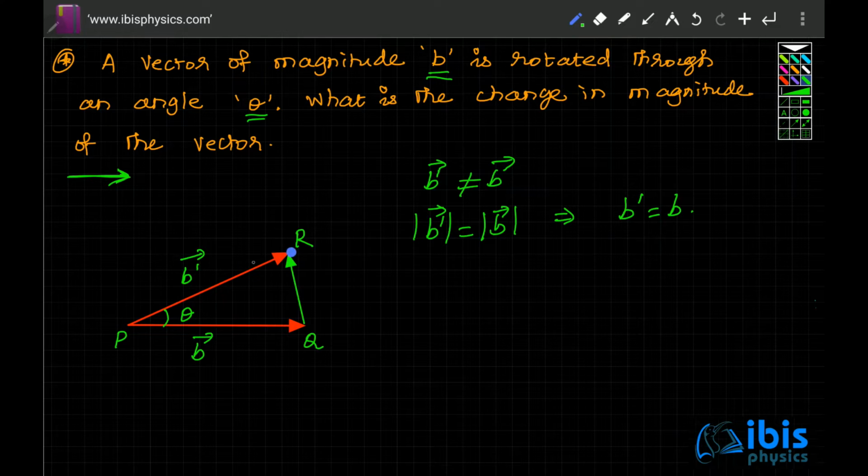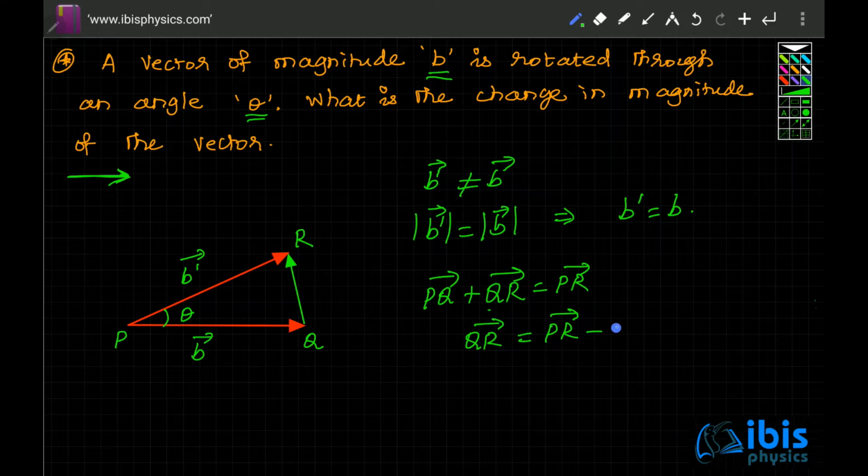So this is the change. pq plus qr becomes pr. pq vector plus qr vector is equal to pr vector. So qr is the change. So qr vector is nothing but pr vector minus pq vector. So qr vector is change in vector b. This is equal to pr vector, which is b prime vector minus b vector.